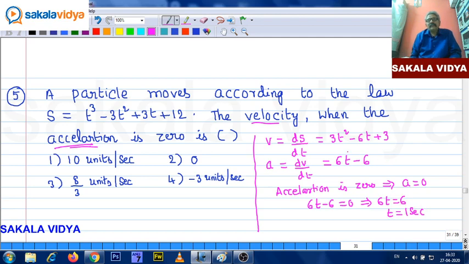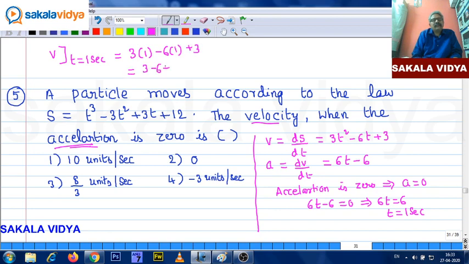Now at t equal to 1, we need to find the velocity. Velocity at t equal to 1 second is 3 into 1 square minus 6 into 1 plus 3, so we have 3 minus 6 plus 3, that is 0. So the second option is the right option.